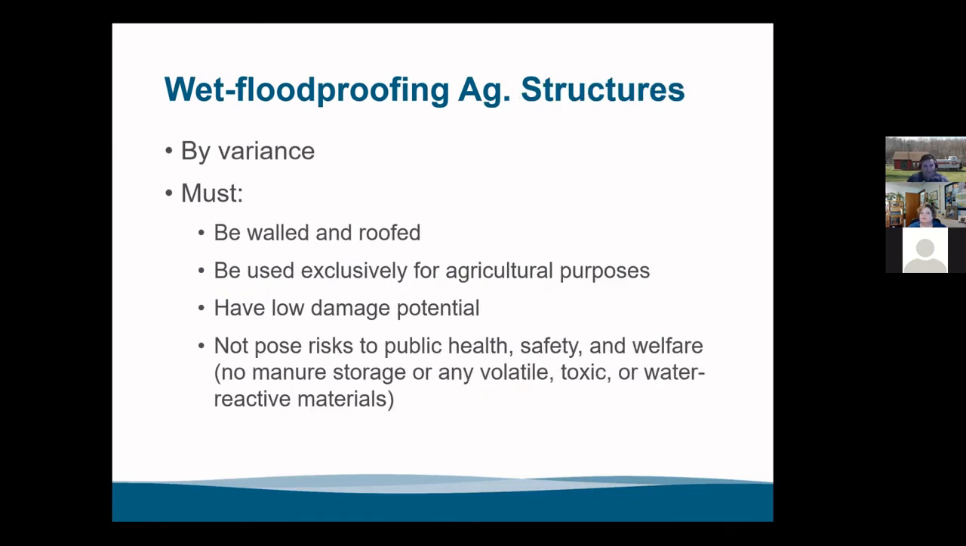And then for agricultural structures, they can be wet flood proofed only by variance. They still need that floodplain development permit, but the variance has to go along with that. So again, it has to be walled and roofed, has to be a structure, same as for the accessory structure. It has to be used exclusively for agricultural purposes. That low damage potential comes into play again, so it cannot be harmful to the community.